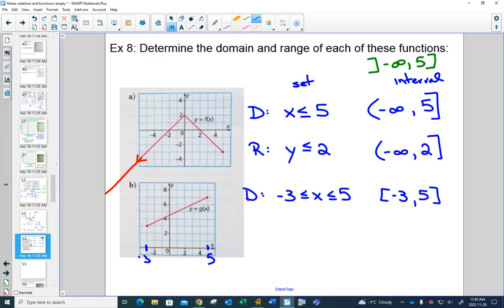For the range of this one, is there a smallest y value? Yeah, 3. Is there a biggest y value? 7. So your y values have to be in between 3 and 7, square brackets from 3 to 7.